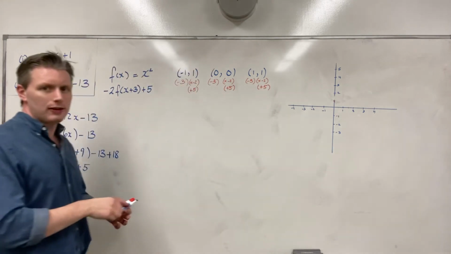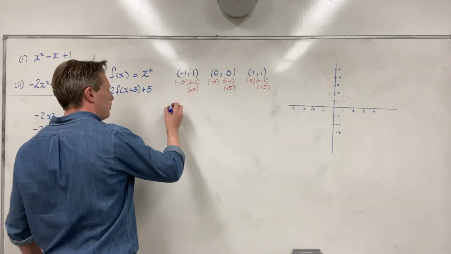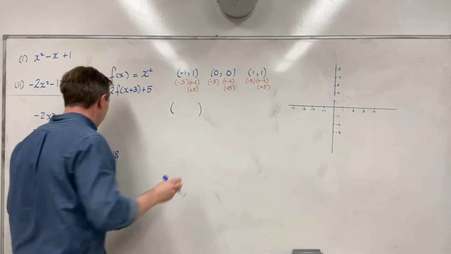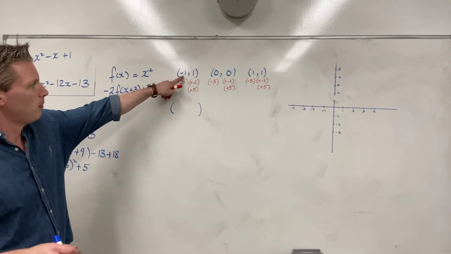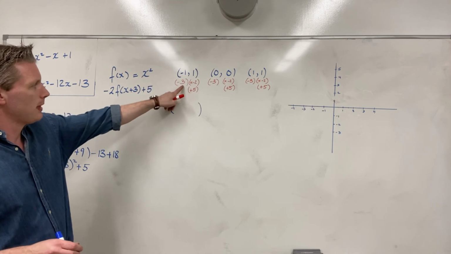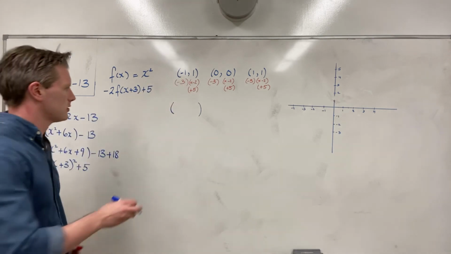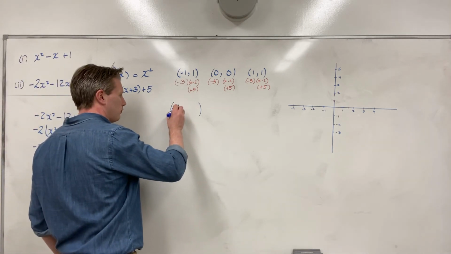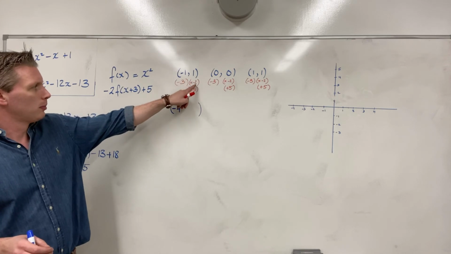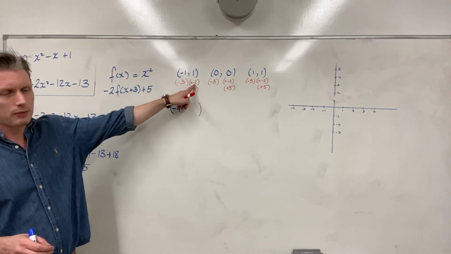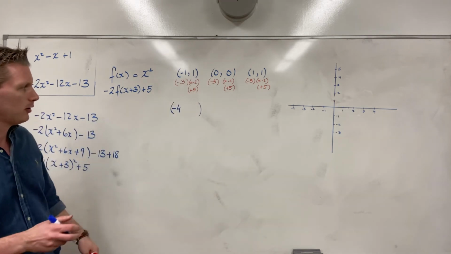So what does that do? Well, my x value here is minus 1, and I subtract 3, so minus 1 minus 3 gives me minus 4. The y value will first be multiplied by negative 2. 1 times negative 2 is negative 2, and then add 5. Negative 2 plus 5 is 3.